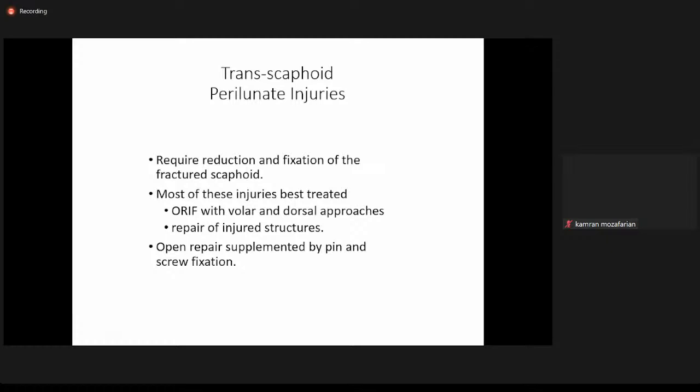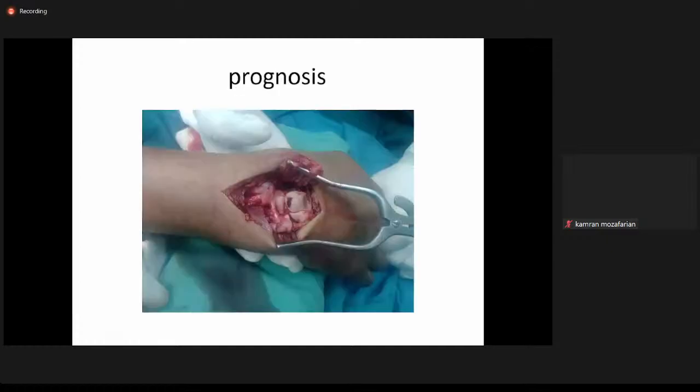Thus, transscaphoid perilunate injuries require reduction and fixation of the fractured scaphoid by a screw. Most of these injuries are best treated by open reduction and internal fixation via volar and dorsal approaches. All ligamentous injuries should be repaired, and open repair supplemented by pin and screw fixation.